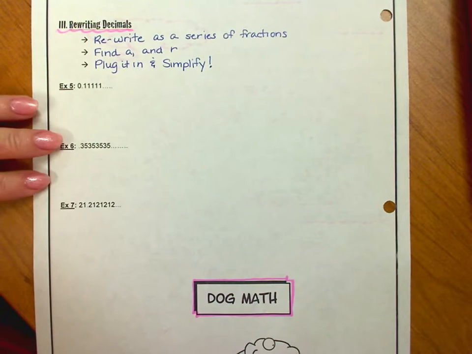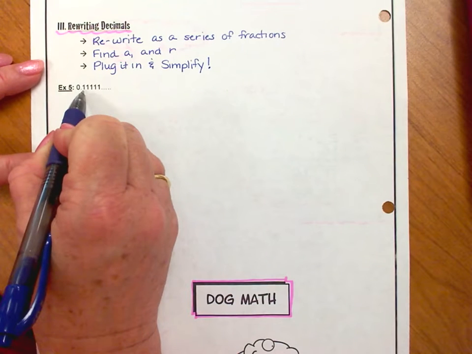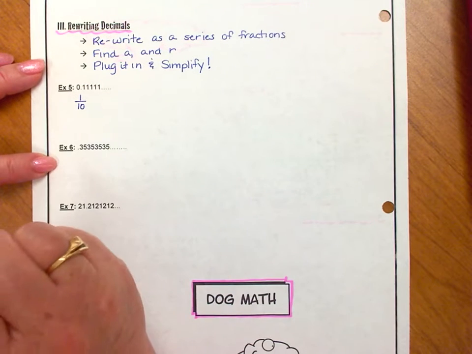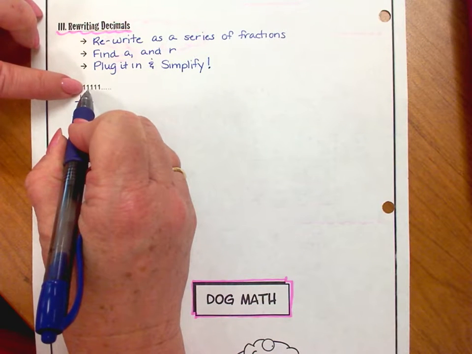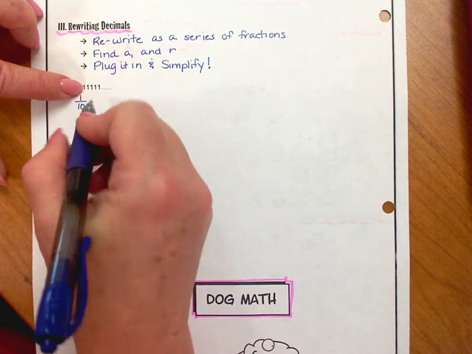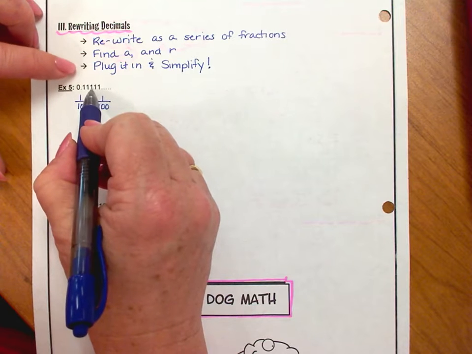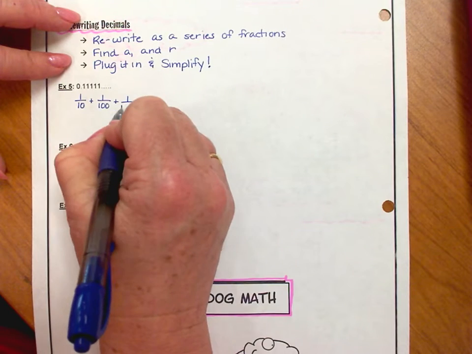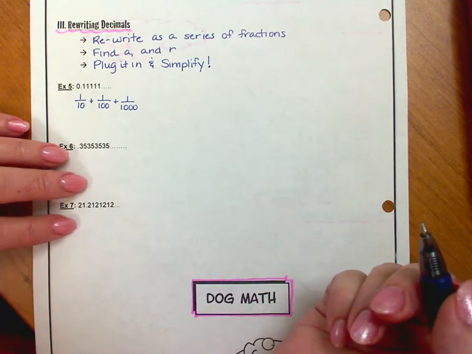All right, so we're looking at example 5, which is 0.111111, pretty much forever. Okay, so if we look at this very first part of it, 0.1, that's going to be 1/10. Okay, then if we look at the next one, without this one, so 0.01, because we already have this one, then it's going to be 1/100th. And if we look at the next one after that, we've already got these two, so 0.001, we're looking at 1/1,000th.